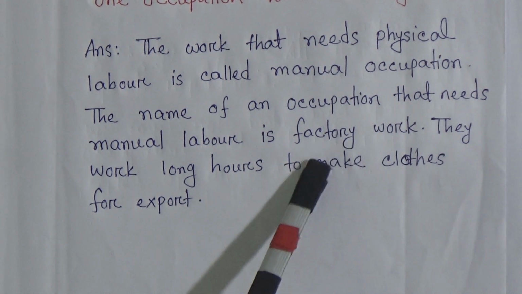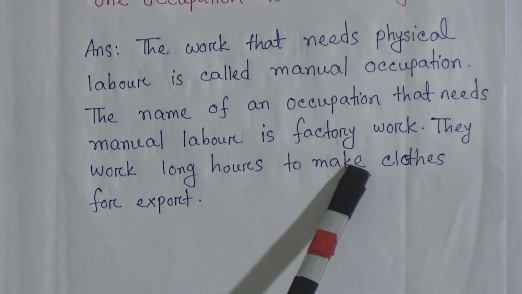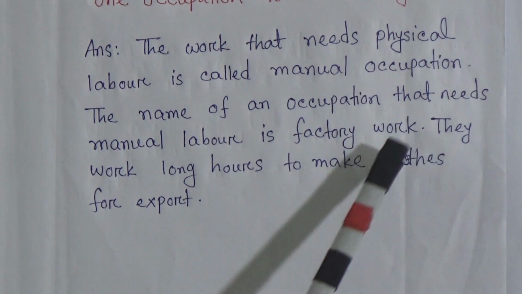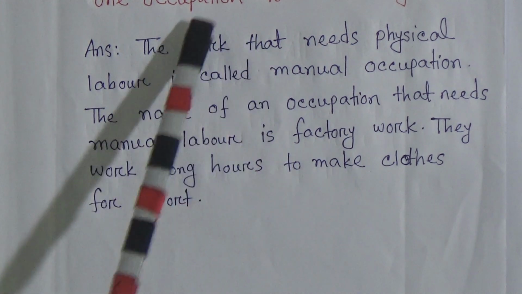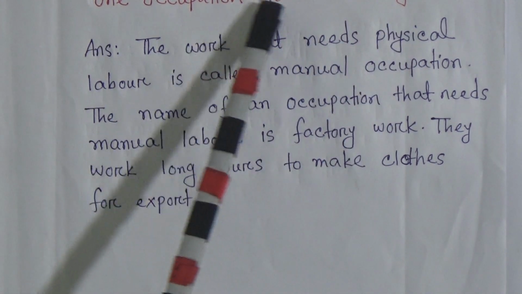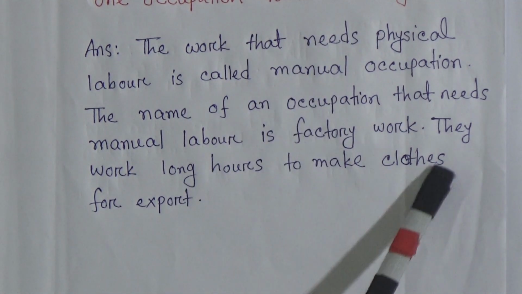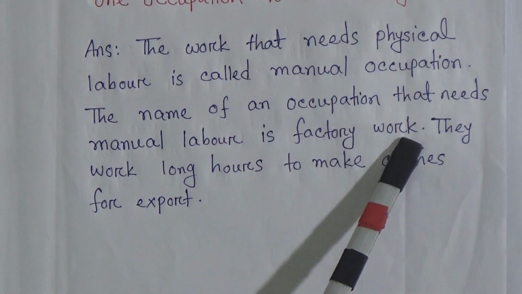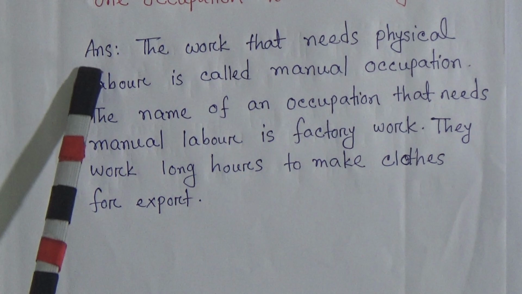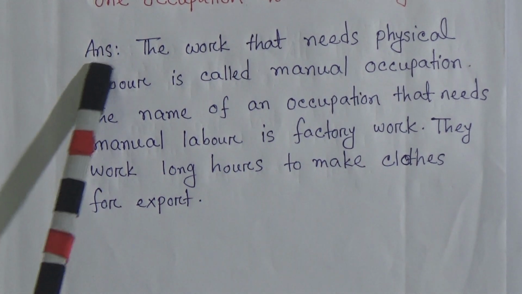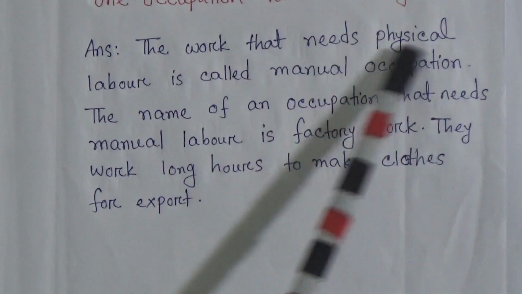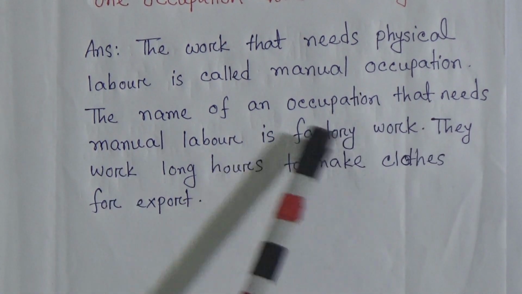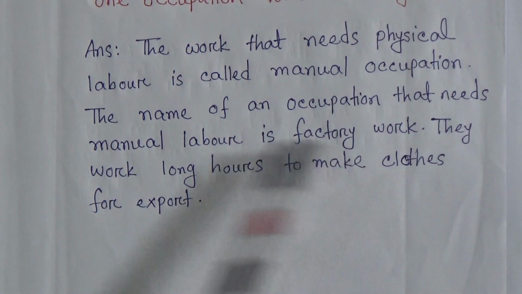Student, you know that garments factory is one of our most important industries in our country, and we earn a lot of money from this sector. So here, name one occupation done manually. That means you can write here, if you want, another occupation's name that is related with physical labor. The answer of this question is, again I am repeating, the work that needs physical labor is called manual occupation. The name of an occupation that needs manual labor is factory work. They work long hours to make clothes for export.